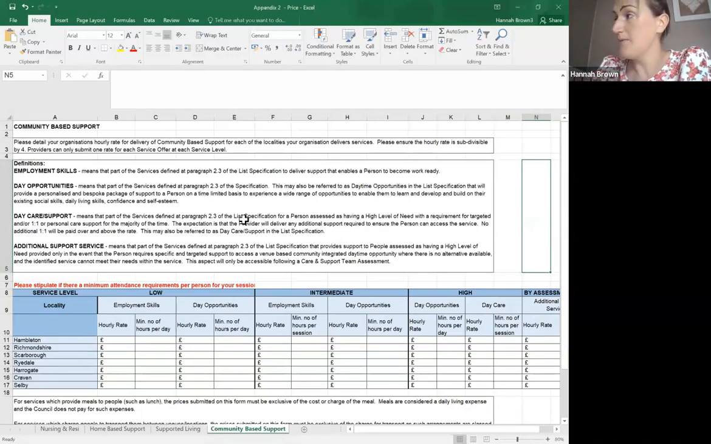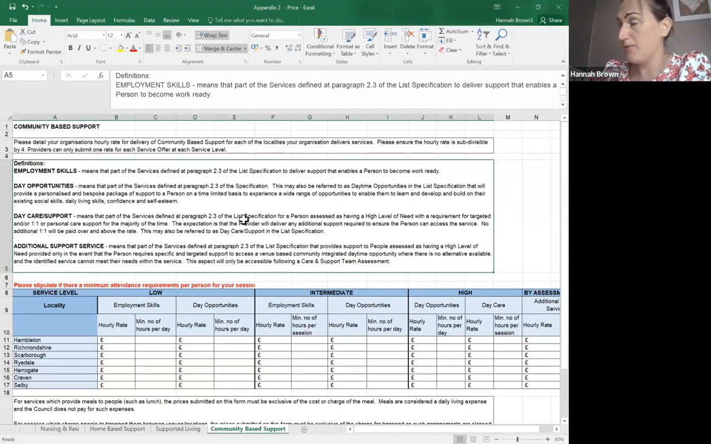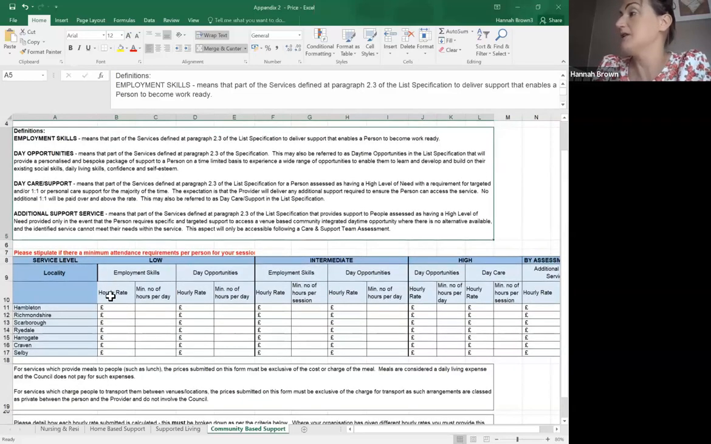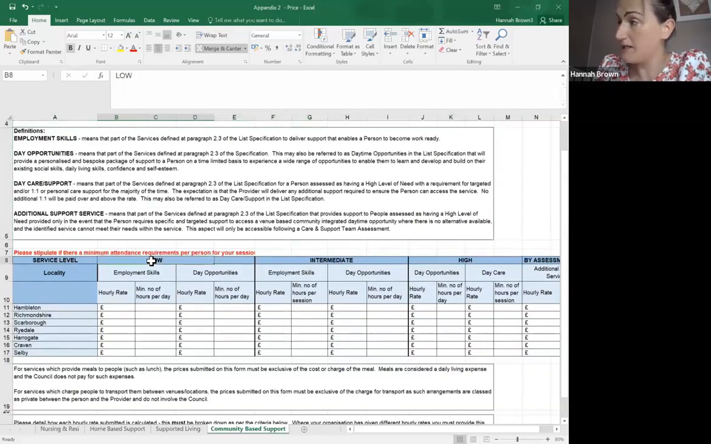So as I say, the most significant change here to the submission for providers of community-based support services is the provision of an hourly rate as opposed to a session rate. We've just provided the definitions here that are lifted directly from the service specification, just for your reference, and you will provide an hourly rate against each of those types of services. We recognise that you may charge different rates for different levels of service, low, intermediate and high, and you will need to make direct reference to the service specification for the definitions of low, intermediate and high services.